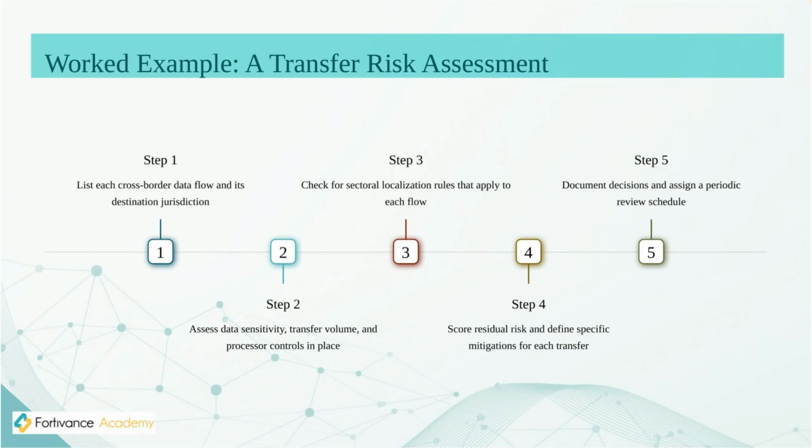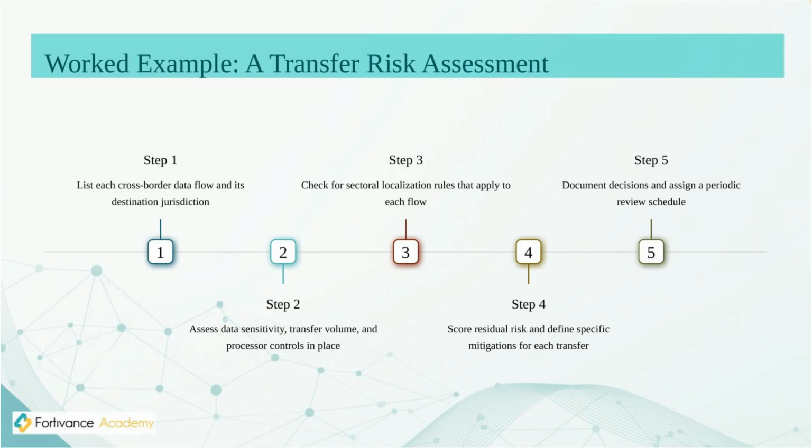Let's see what surfaces. For the payment processor, GlobalShop realizes localization rules may require certain payment data to stay in India, a real issue to address. For the support platform abroad, they find their contract lacks clear data protection obligations, a gap to fix. For the cloud provider, the data is in a destination that currently seems fine, but they note they should watch for any future notification affecting it. See how the assessment turns vague worry into a concrete list of issues and actions?